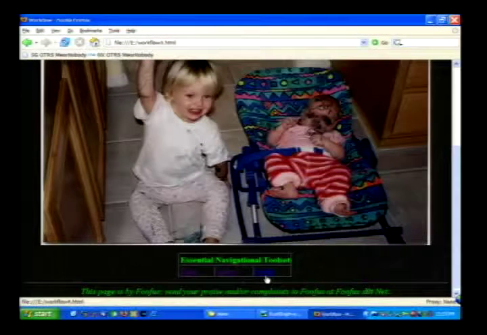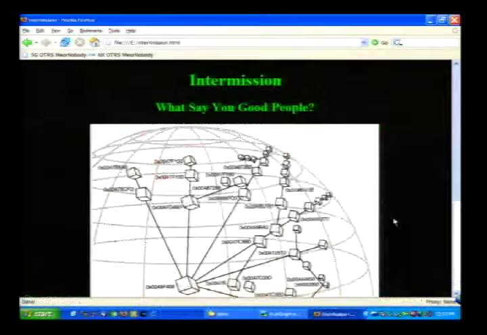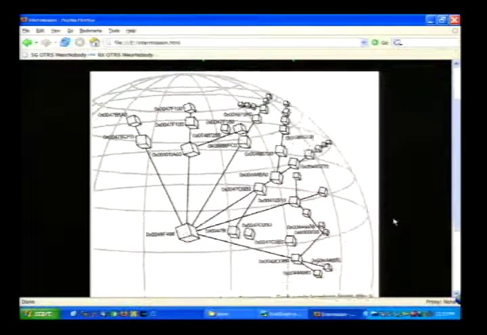And we want to see if we can't make it tell us more interesting things. So I call this somewhat bullshit, even though it was fun to make. So here's a little intermission for you. What do you think of this graph?